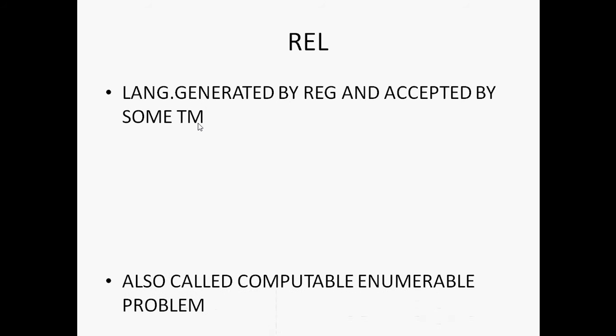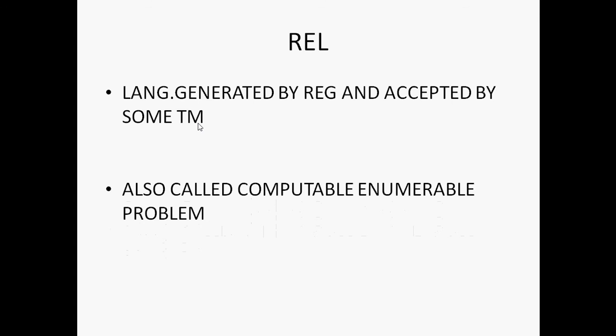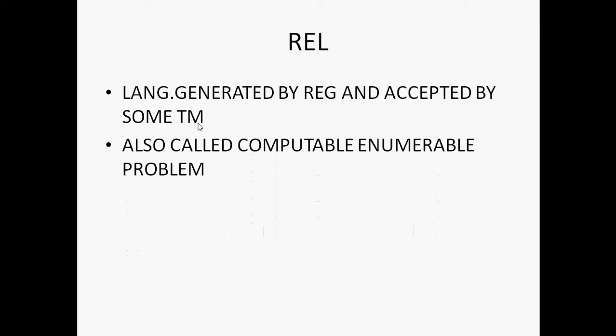There are two types of languages. Recursive enumerable languages have another subset, or sub languages, known as recursive languages. REL is also known as computable enumerable problem. As I said, recursive enumerable languages also contain some languages known as recursive languages, which I denote by REC.